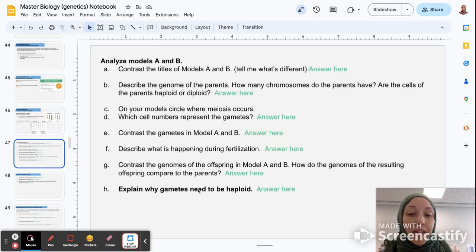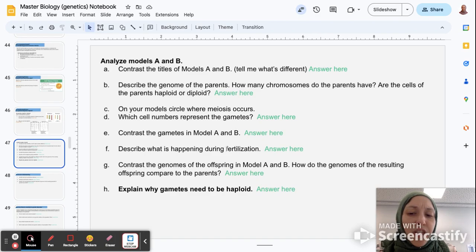Now, why do gametes need to be haploid? Gametes need to be haploid so that after fertilization, the resulting offspring is diploid, just like its parent was and its grandparents were. If gametes were diploid, then our resulting offspring would be quadruploid, and the one after that would have 8 of each chromosome. These would be huge abnormalities, right? So 2 haploid gametes after fertilization would produce a diploid offspring.